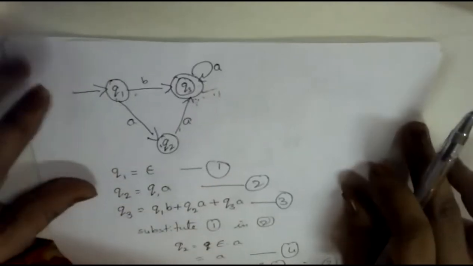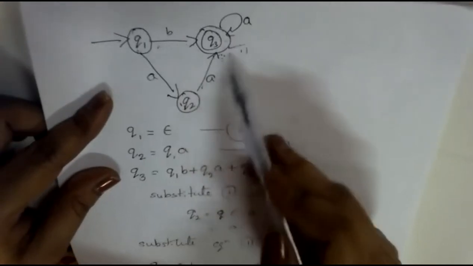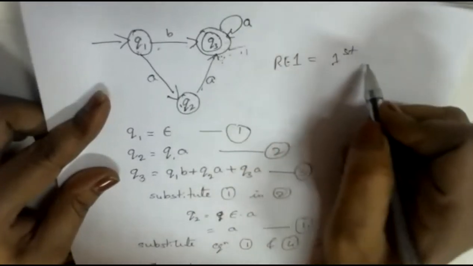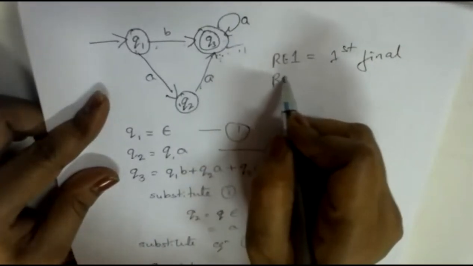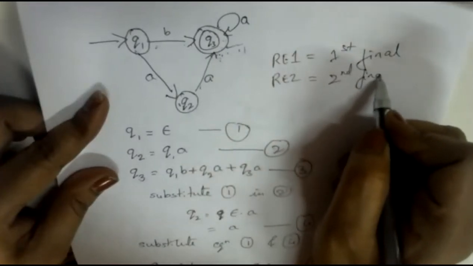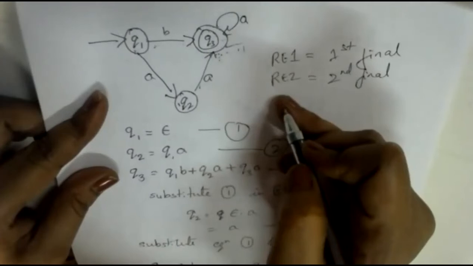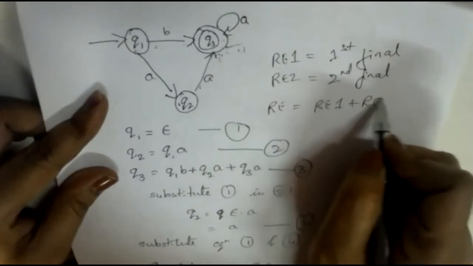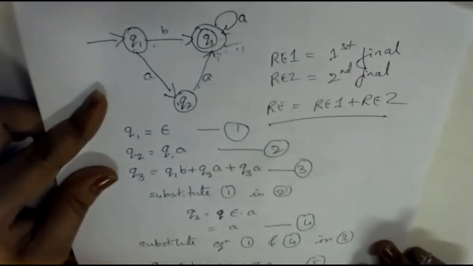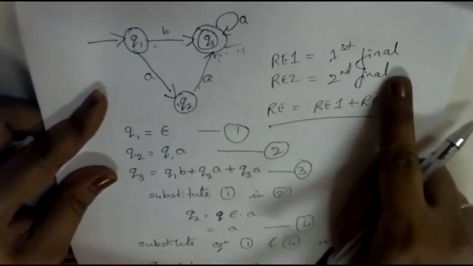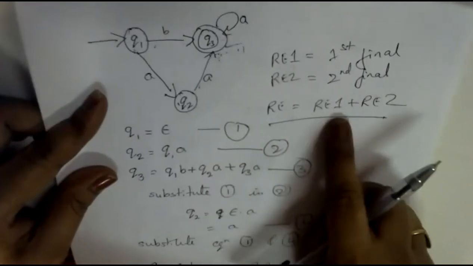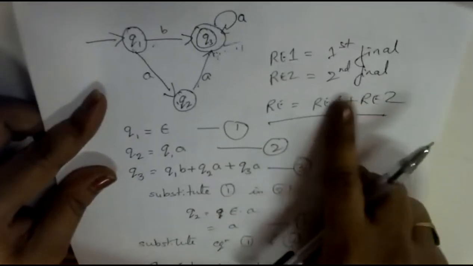Yashasri asks, what if we have two final states? Yes, I'm coming to that. If you have more than one final state, you have to solve for both. One RE will be for the first final state, and RE2 will be for the second final state. If you have three final states, you'll have RE3. My final RE will be RE1 or RE2. You have to solve for all the final states, and the final RE is the OR of all the REs you get.